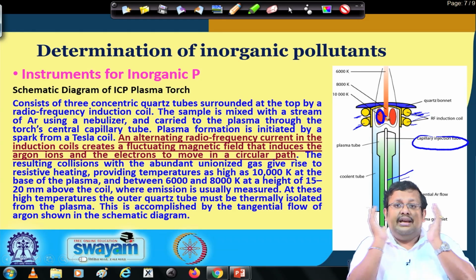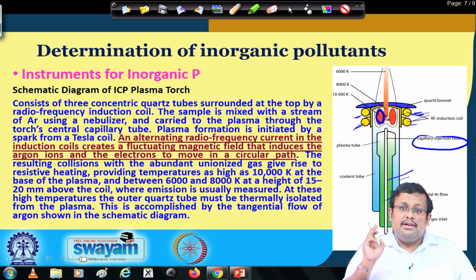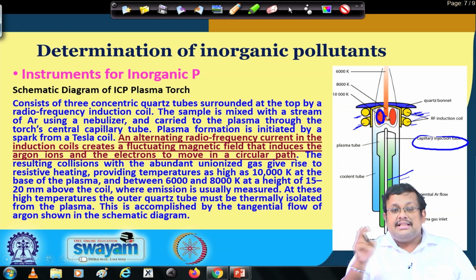Again, there are 3 concentric tubes. The innermost one is the capillary injection tube, which delivers the sample aerosol mixed with argon gas. There is another concentric tube where the argon flows tangentially to form the plasma, and also there is a coolant tube.